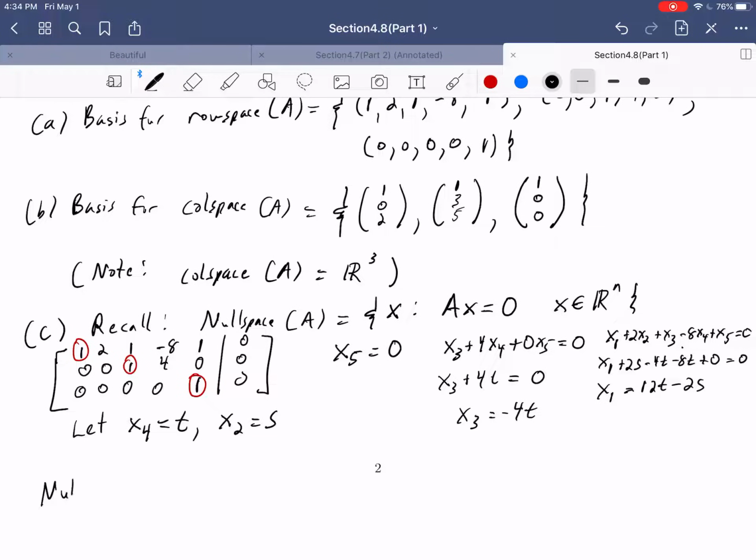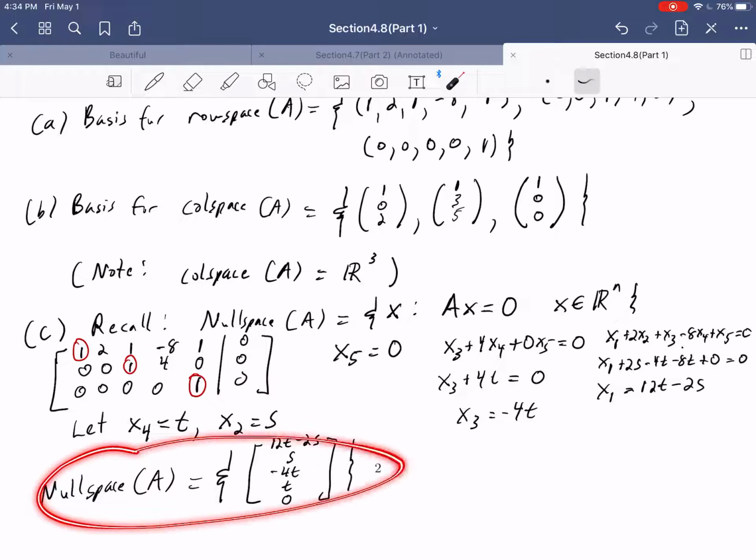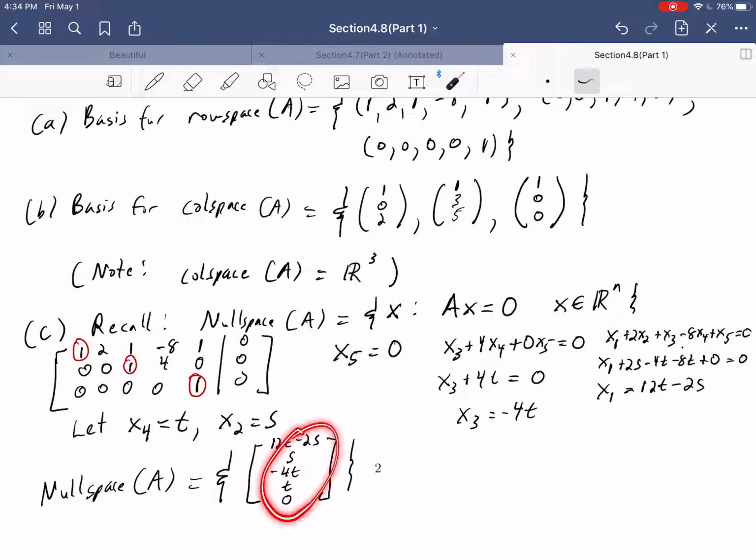Well, that tells us that the null space of A are all the things that look like 12t minus 2s, s, negative 4t, t, and 0. Okay? Now, does that give us a basis? Well, no, but it gives us a general element.